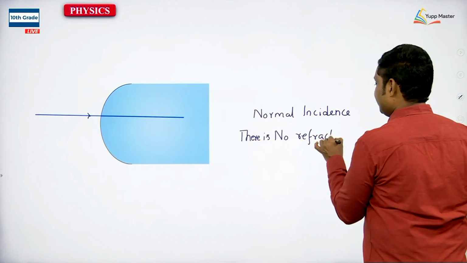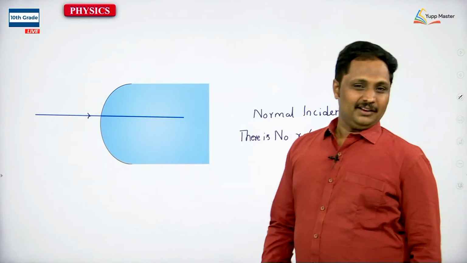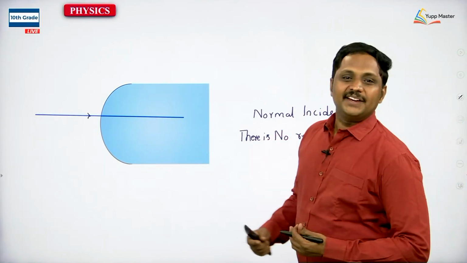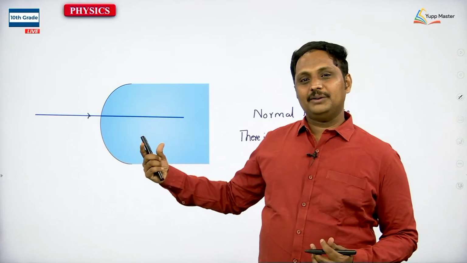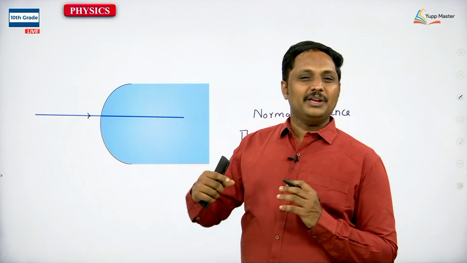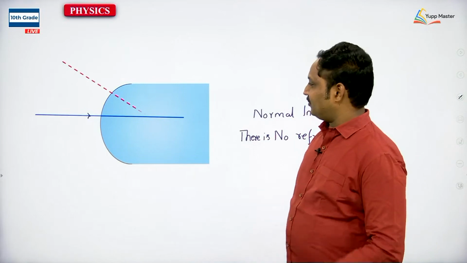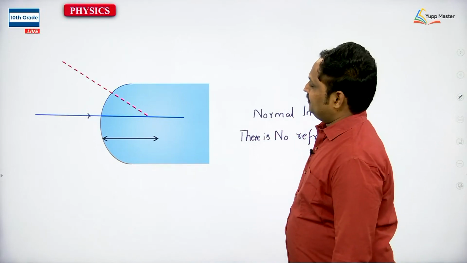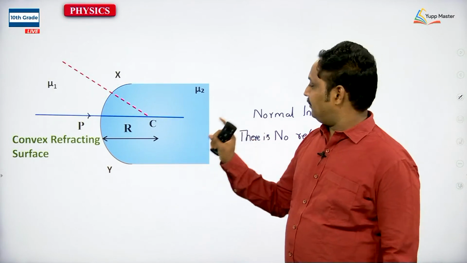You have to consider this one. It is very clear, if you are going to incident the light rays from the rarer medium to the denser medium, the refracted light rays are going to be bending towards the normal. It is very clear, you just have to take that. In the previous classes we have discussed this.